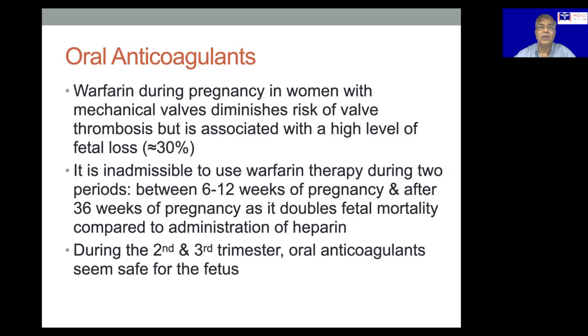Oral anticoagulants. Warfarin during pregnancy in women with mechanical valves diminishes the risk of valve thrombosis, but is associated with a high level of fetal loss to the term of almost 30%. That is why, as I said earlier, it is inadmissible to use warfarin during 2 periods, that is between 6 to 12 weeks of pregnancy and after 36 weeks of pregnancy, as it doubles the fetal mortality as compared to administration of heparin. So we have to change twice. Initially give low molecular weight heparin, and after 36 weeks again change over to low molecular weight heparin. During the second and third trimester, oral anticoagulants generally seem to be safe for the fetus.